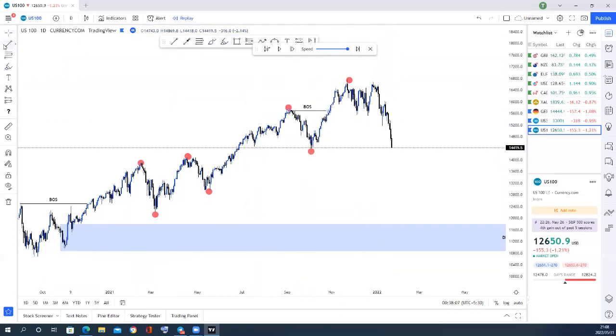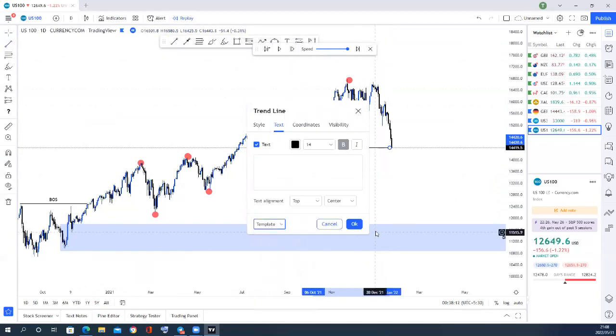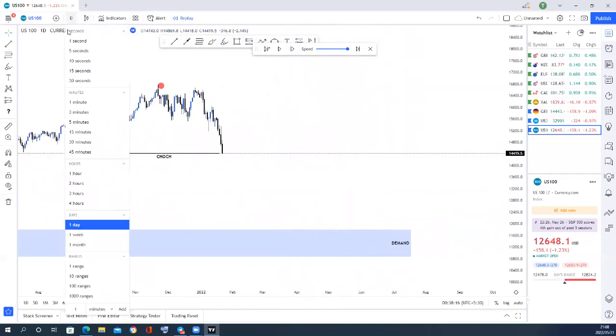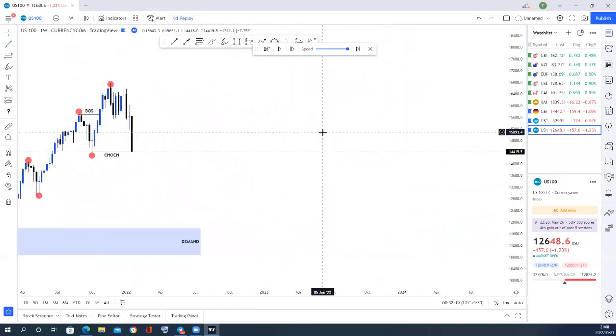Breakout of structure at that level. And then what do we have? We have a change of market character at this level here. So which means we can start looking for any other blocks that will force the market to go down.